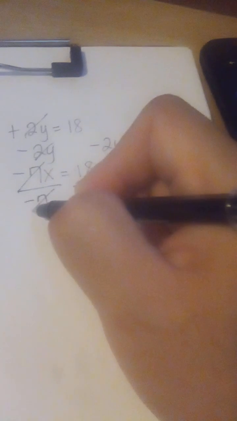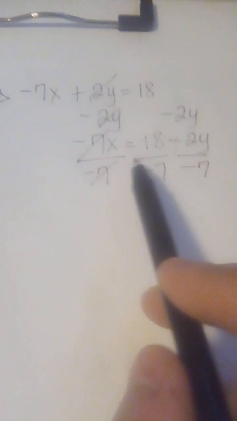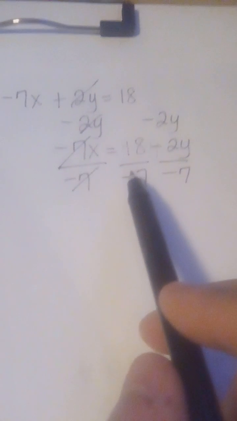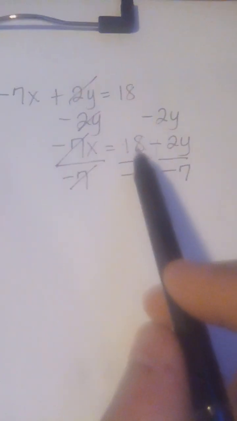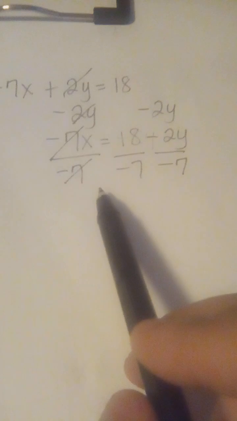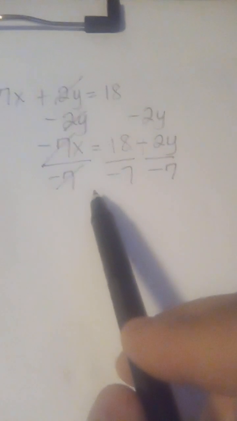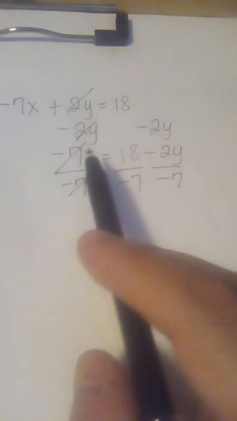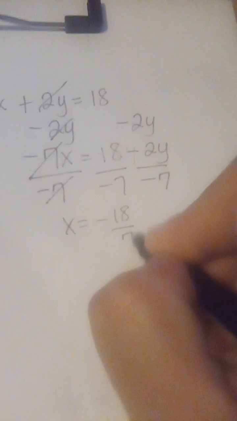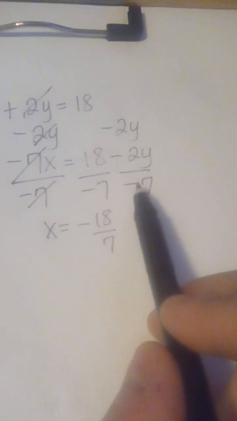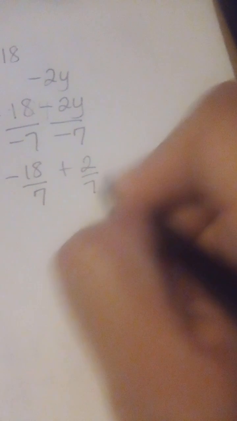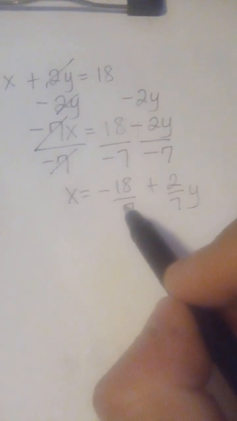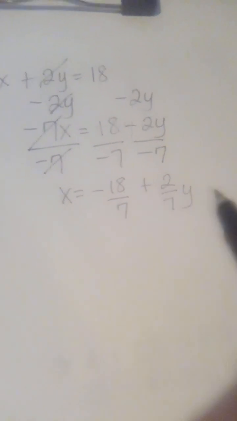This will cancel out completely. Then we have, it's a little bit longer, forgive me on this. Then we have negative 7x. Okay, this will cancel, and x equals negative 18 sevenths. Then these will be positive, a positive 2 sevenths y. So we have the substitution for x.